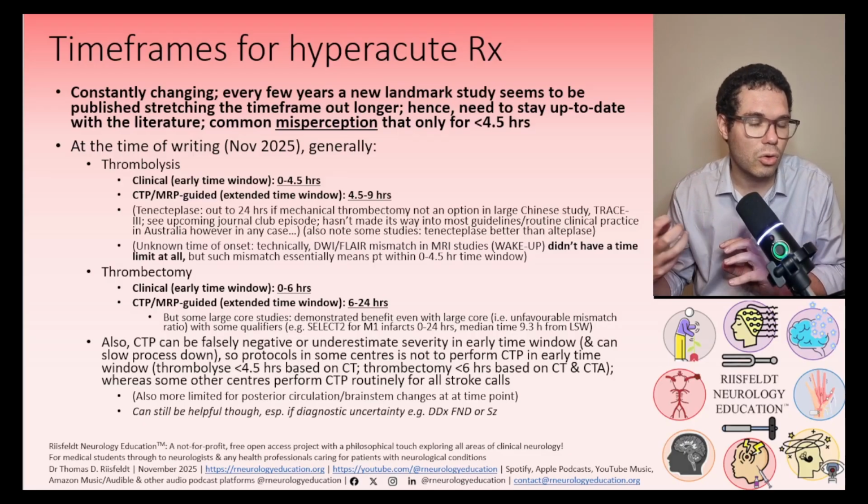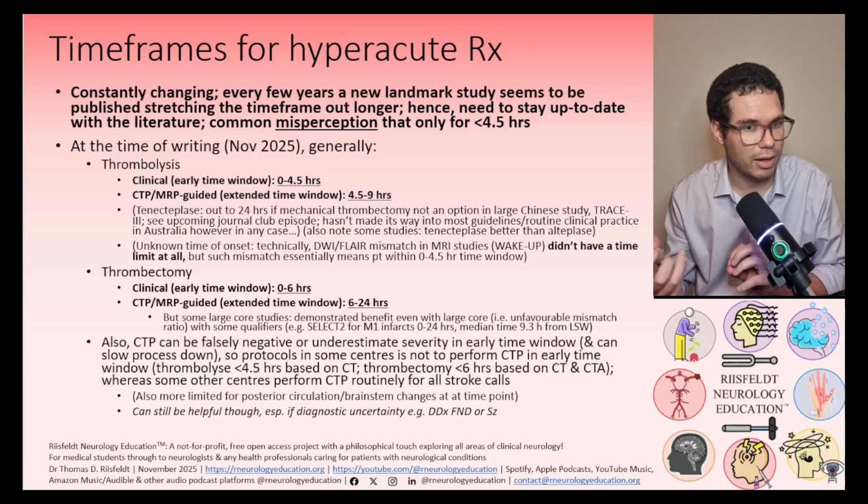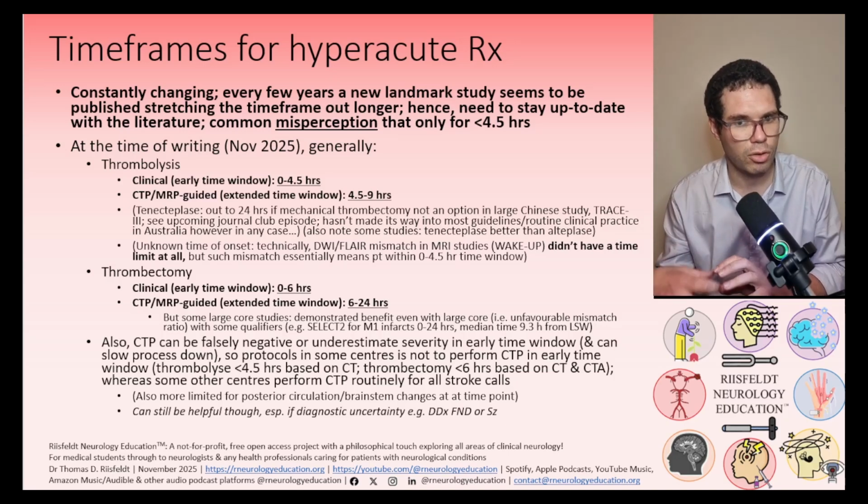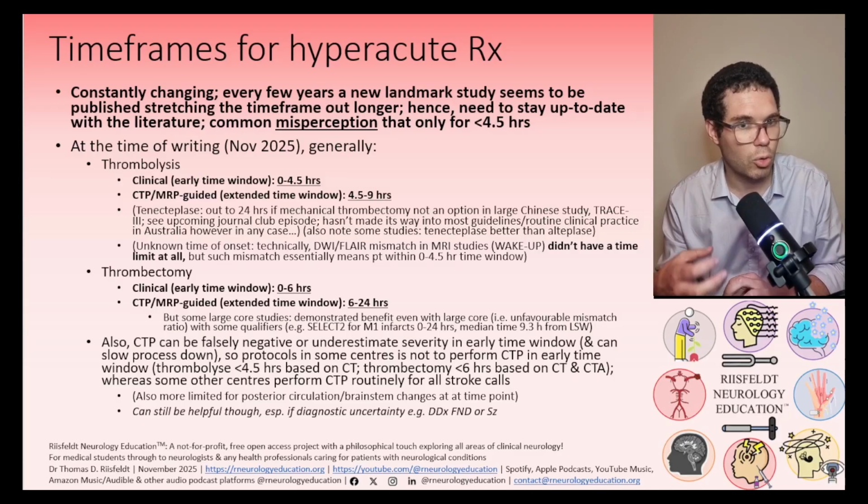So you're within your grounds and within the evidence base to thrombolyse a patient within the early time window, so within 4.5 hours, provided that you've done a non-contrast CT brain and excluded an intracerebral hemorrhage and there are no other contraindications to thrombolysis, etc. But you do not actually need a CT angiogram or a CT perfusion in order to thrombolyse a patient in the early time window.